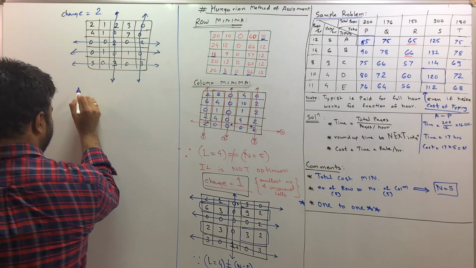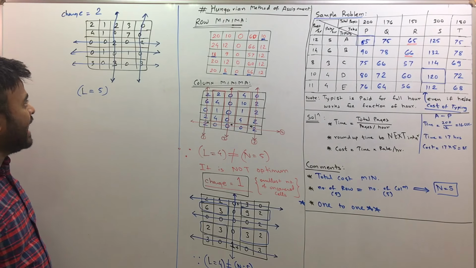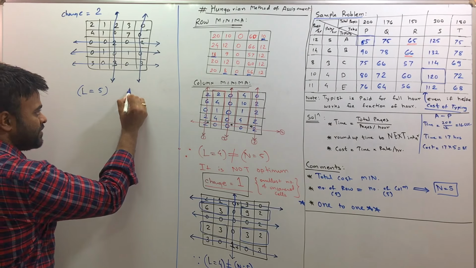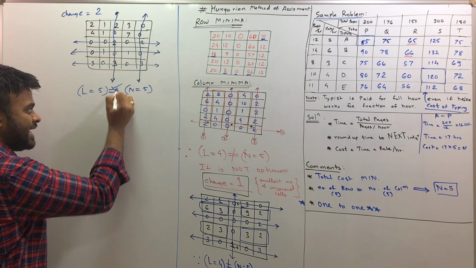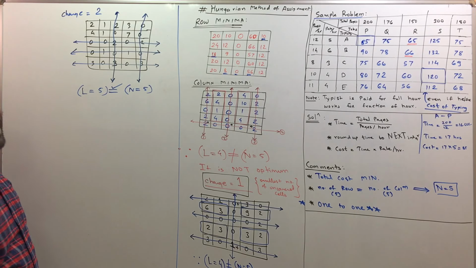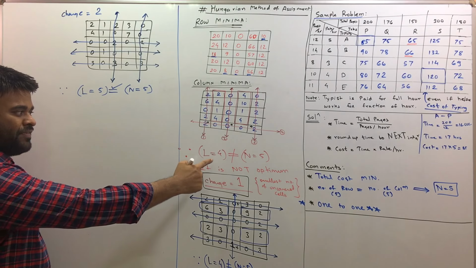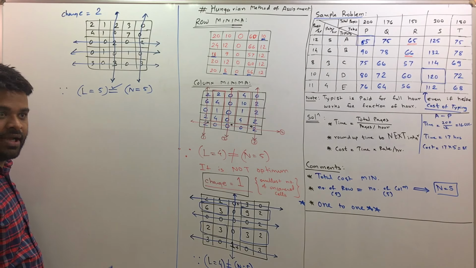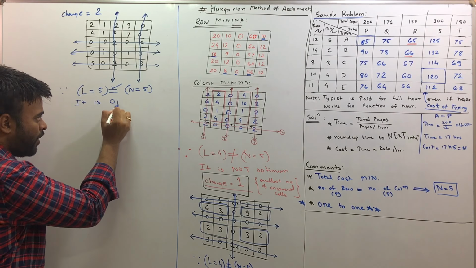Look, now I have L equals 5, that is the number of lines. And the size of the table is also 5. So N is 5. And L and N are exactly the same. And since L and N are same, that's exact contrary to what we were getting till now. Since L and N is equal, it is optimum.